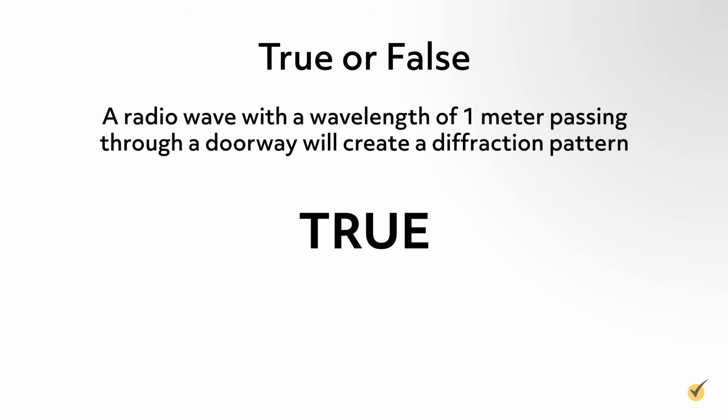All types of waves have the ability to be diffracted. Since the doorway is similar in size to the wavelength of a radio wave, it would be diffracted and create a diffraction pattern. However, radio waves are not visible. If radio wave detectors were set up along the wall, the pattern could be detected.